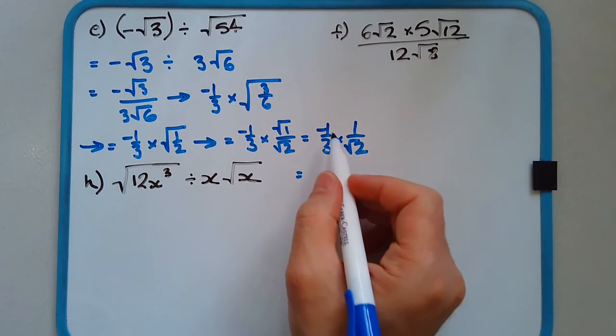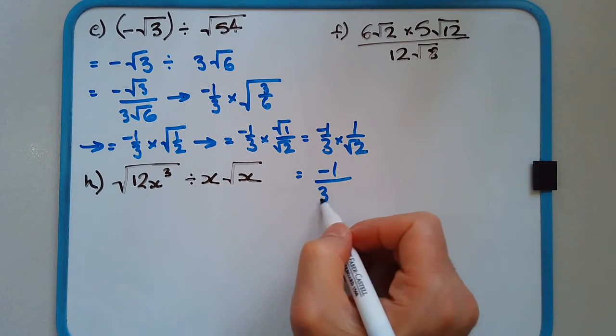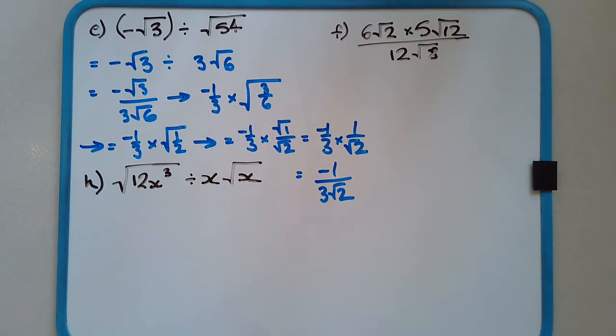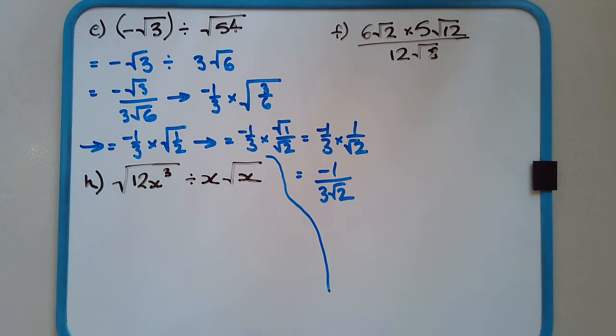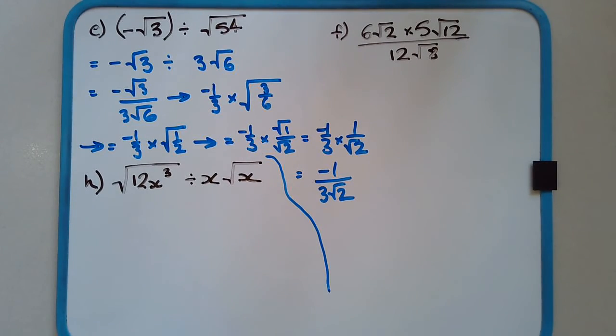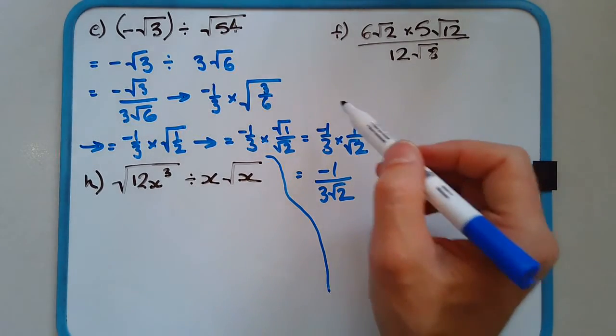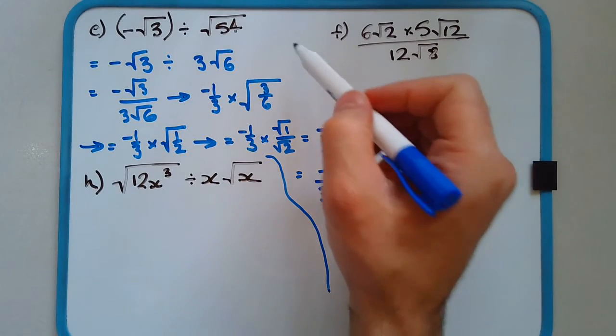And that's equal to negative 1 times 1 is negative 1, and 3 times root 2 is 3 root 2. Okay. So the end result of this one is negative 1 on 3 root 2. Okay, a little bit more working out there required, but nevertheless, you're still using the same ideas and the same basic principles here.